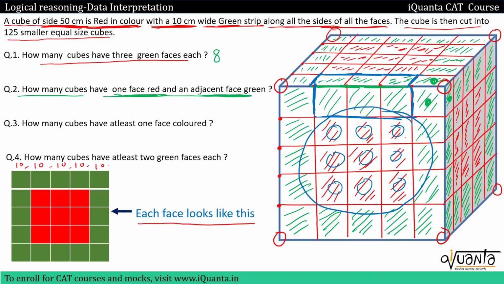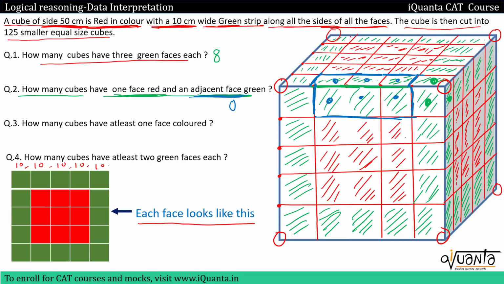Can we have one face red and adjacent face green for these edge cubes? No, because all the edges will be like this. They will have only two faces colored and both of them will be colored in green, like these cubes over here. If you want to understand cubes well and improve your visualization skills, please pick up a Rubik's cube. You will understand the formation of a cube, how it is divided into identical pieces. So in the entire cube, we will not have any such cube having one face red, adjacent face green. So the answer to this question would be 0.